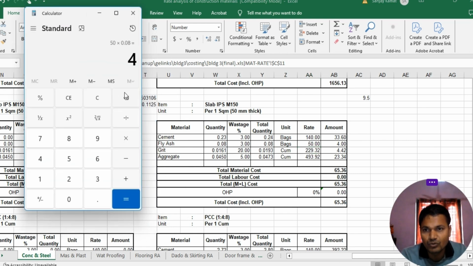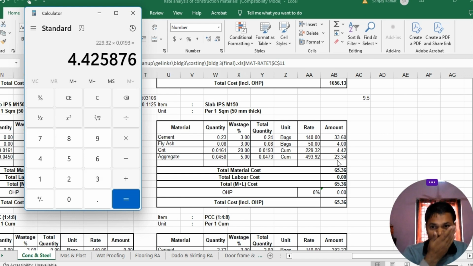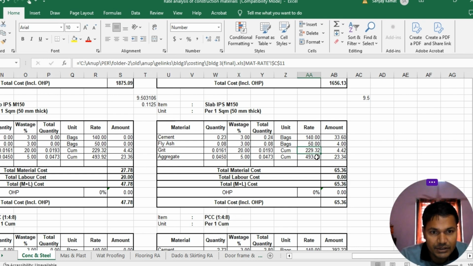So once we have the two values, again we can multiply 229.32 into 0.0193. If you do that, how much will it be? 4.42. This is absolutely correct, so no need to edit it.